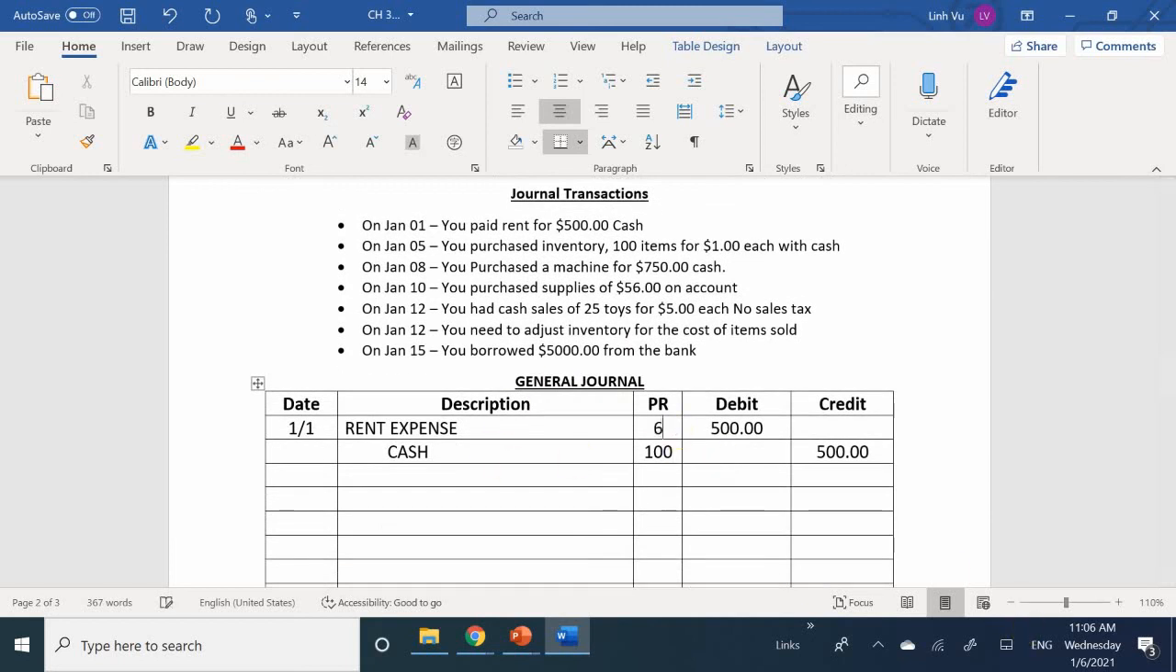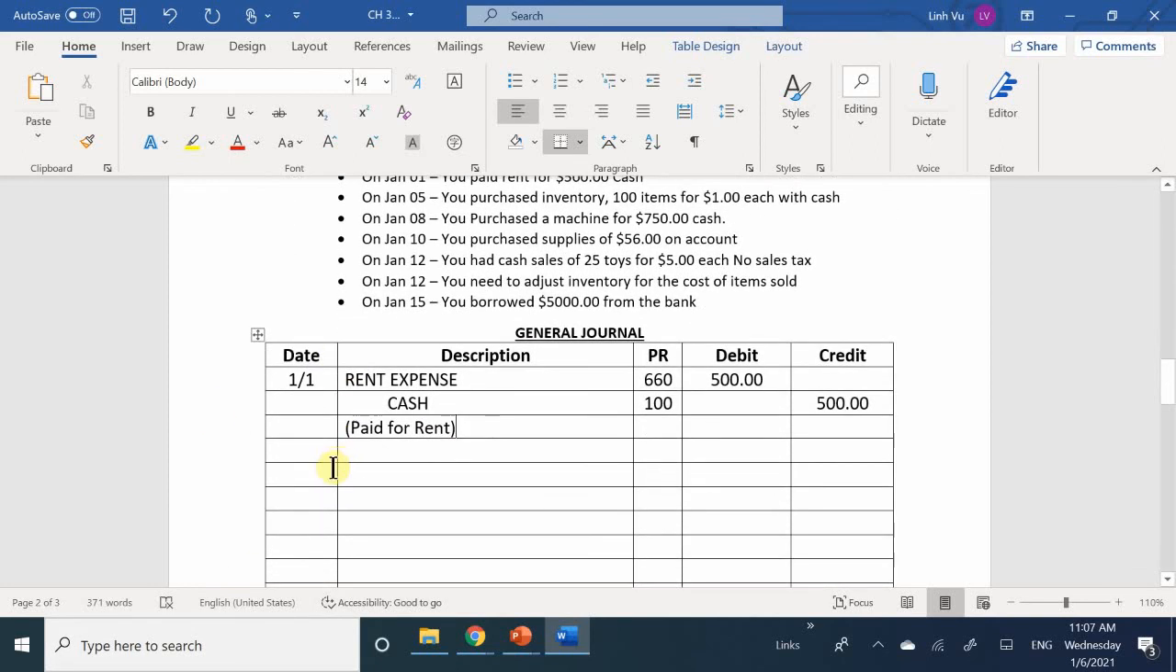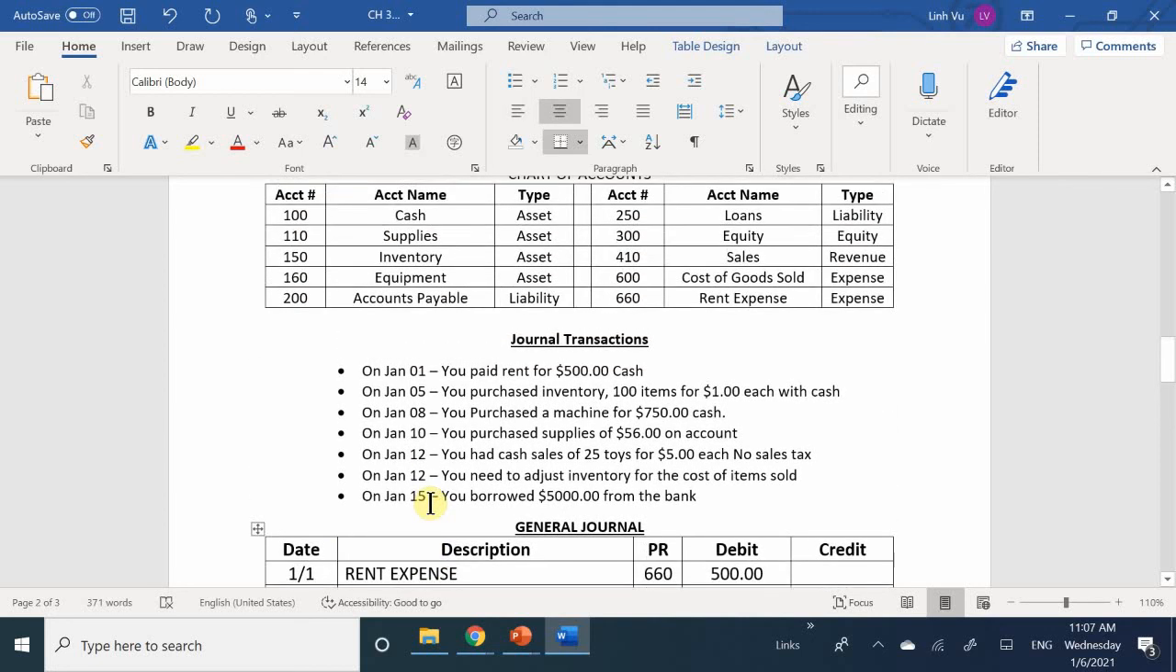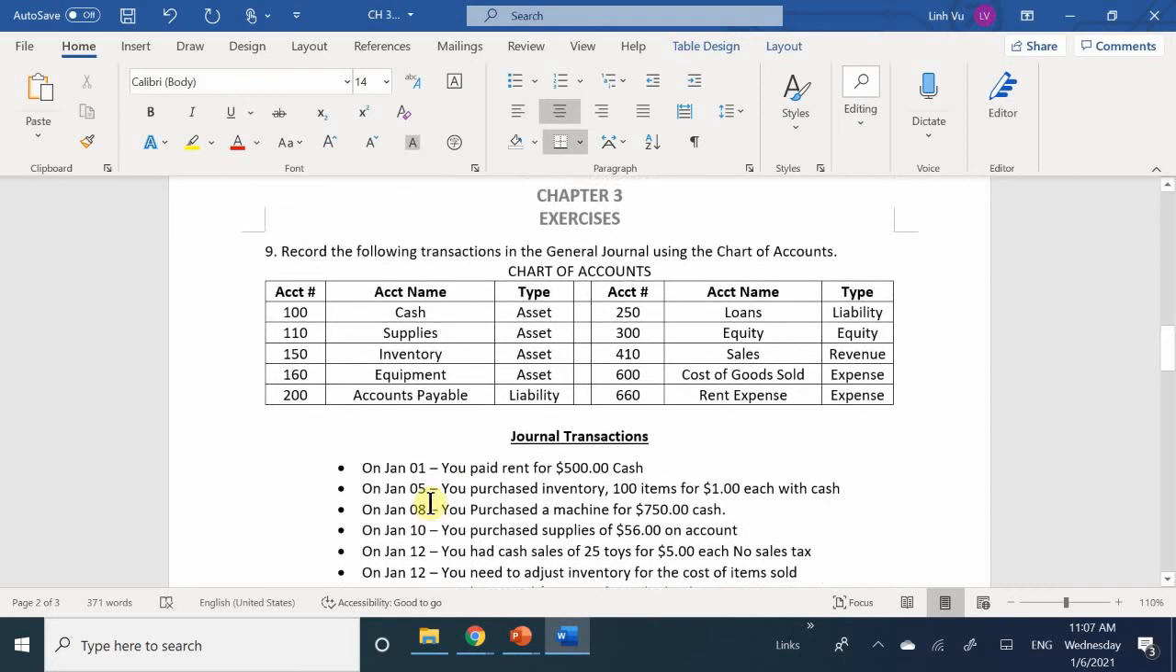That's how you journalize a transaction. If I wanted to, my description could be "I paid for rent," as long as it's in parentheses. There you go, a perfect example of how to journalize a transaction. Let's do the second one. On January 5th, you purchased inventory, 100 items for $1 each with cash. Let's look at our options here.